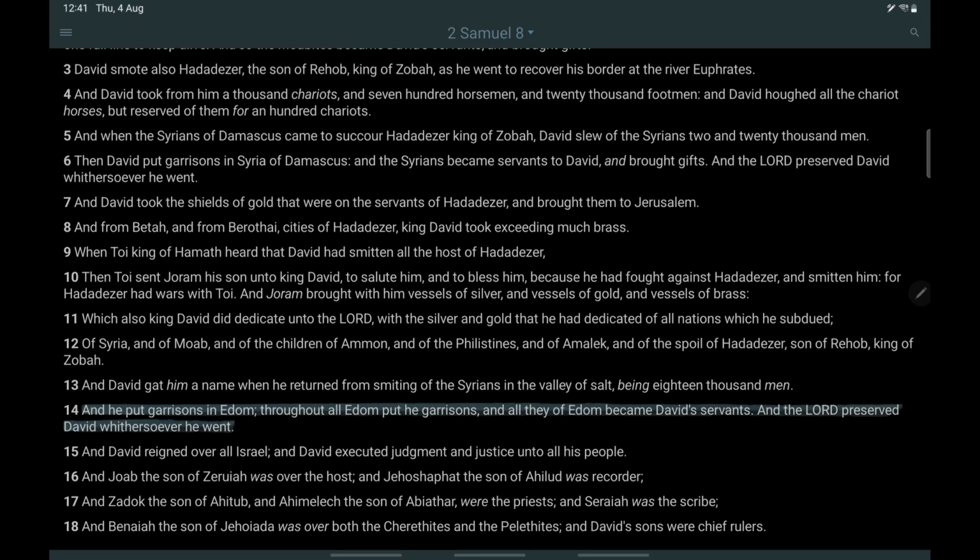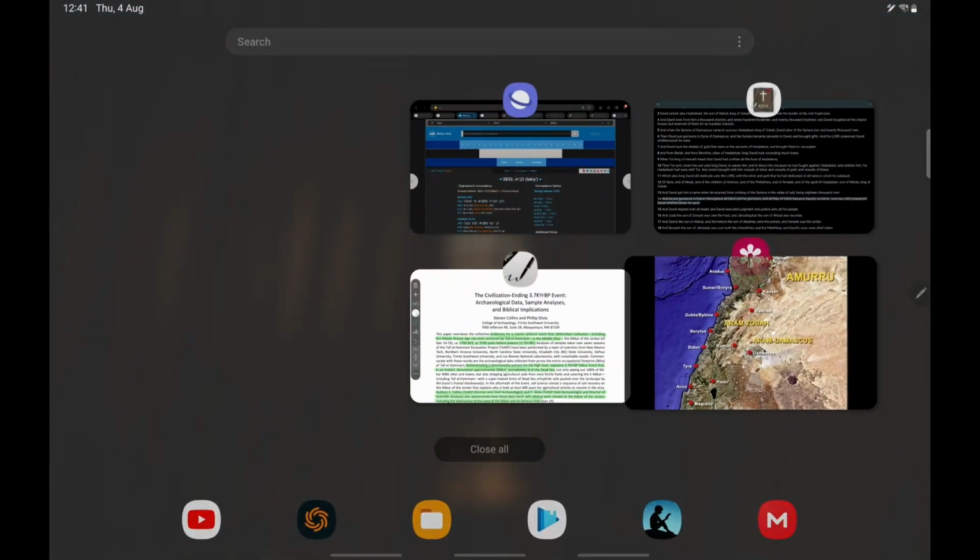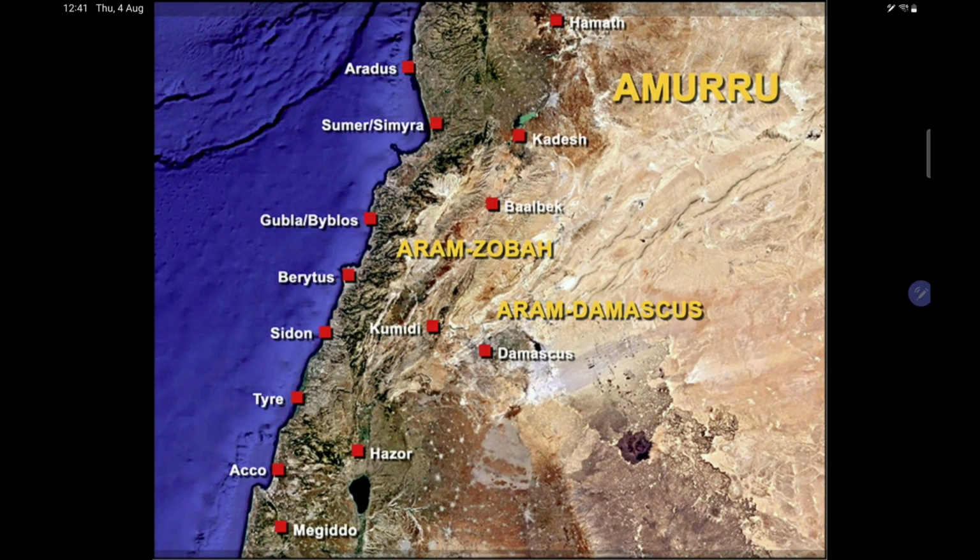And David took the shields of gold that were on the servants of Hadadezer and brought them to Jerusalem. And from Betah and from Beth-Raphi, the cities of Hadadezer, King David took exceeding much brass. We can now identify Hadadezer as Apiru, the son of Abdiashirta, mentioned in the tablets. The political expansion of the states of Apiru is identical to that of the biblical Aram Zobah. Apiru is a shortening of a more formal name, with the final vowel being a placeholder for a god, just as with Labayu. So if we add the Syrian weather god to Apiru's name, we get Hadadezer, meaning Hadad is the helper.